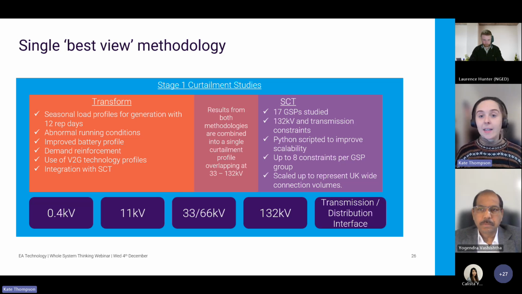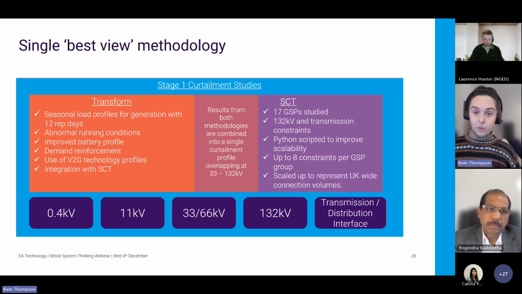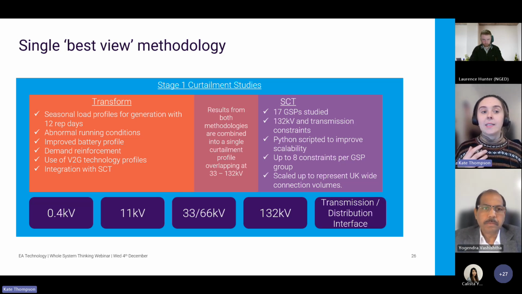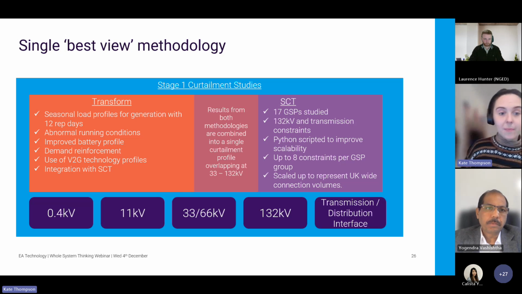The guys at NGED worked really hard to write new scripts that meant that scalability was easier, and we could do this on an increased sample of GSPs, as well as get the data out quicker and analyze it to a higher standard, and look at a larger volume of constraints as a reflection of that.